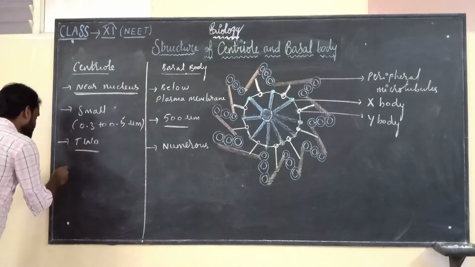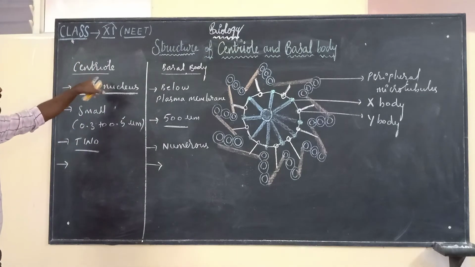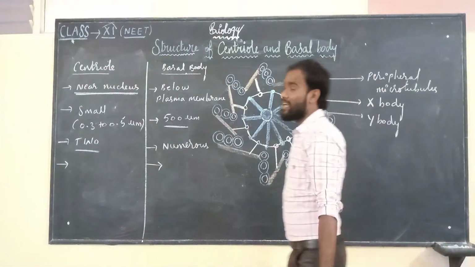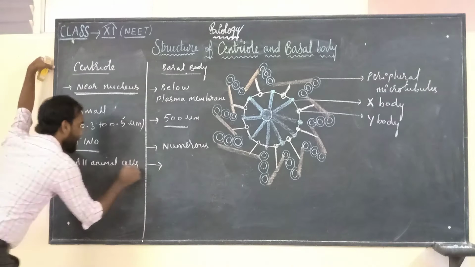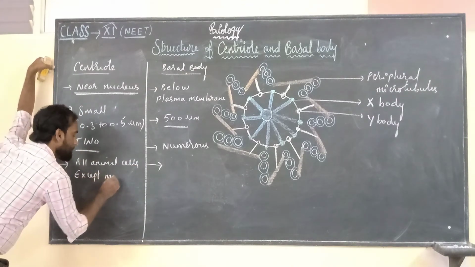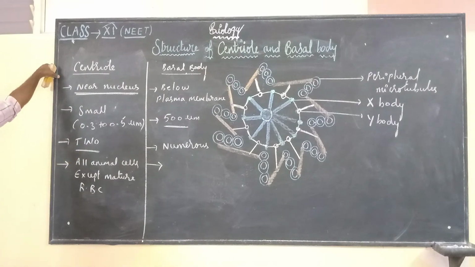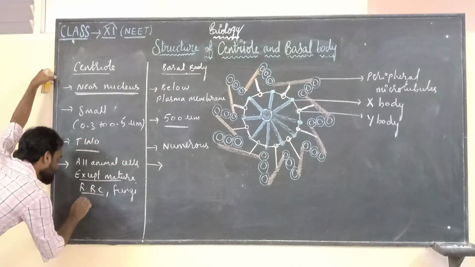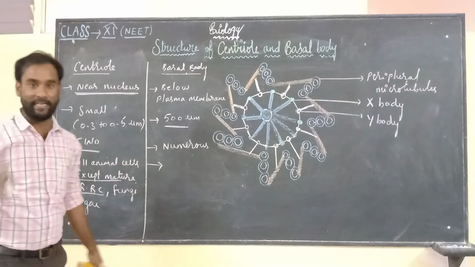Okay, next. Another difference is about their origin, where they are present. Generally, centrioles are present in all animal cells except mature RBC. There are no centrioles in mature RBC. Centrioles are present in fungi also, and present in algae also. But centrioles are not present in higher plants and bacteria.